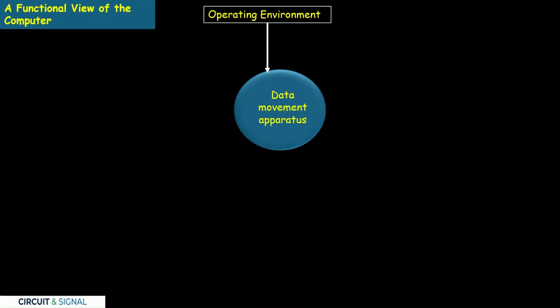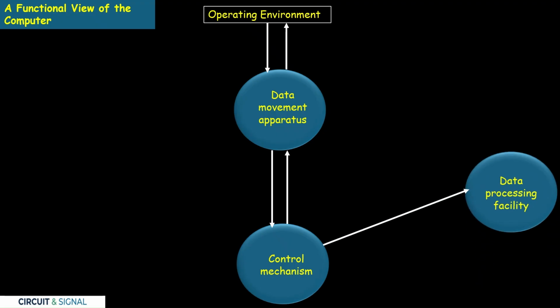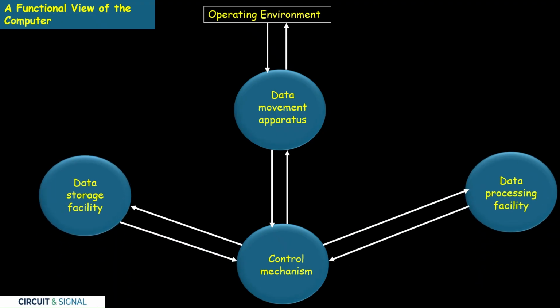Functional view of a computer. From the operating environment, data is moving through the data movement apparatus, and from the data movement apparatus, the controller controls the data processing and the data storage. So the functional view of the computer shows the main functions of the computer, that are data processing, data storage, data movement and data control.